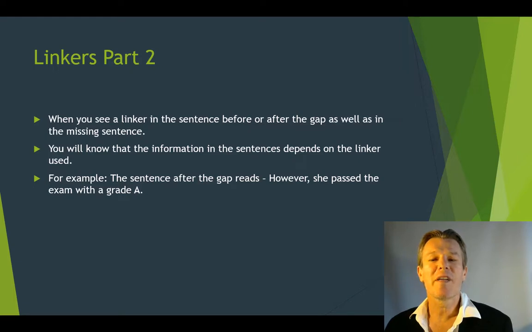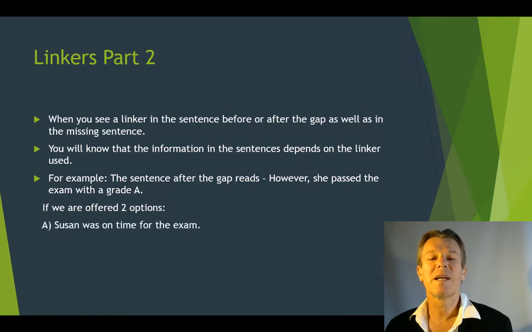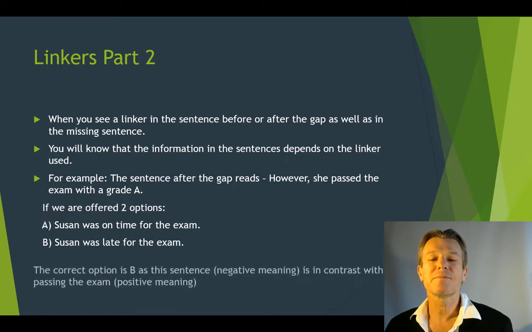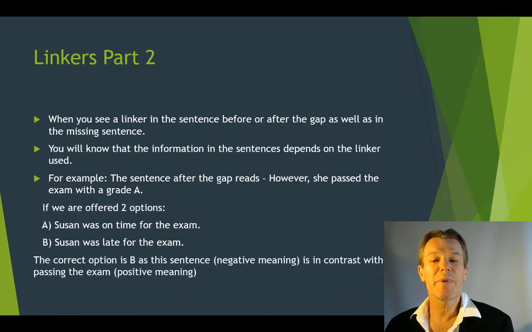Now, passing the exam with a grade A, this is positive. So the sentence before is going to be in contrast to this, so it's most probably going to have a negative meaning. So if we are offered 2 options, A, Susan was on time for the exam, or B, Susan was late for the exam, we'll know that the correct option is B, as the sentence has a negative meaning and is in contrast with passing the exam, which is a positive meaning.